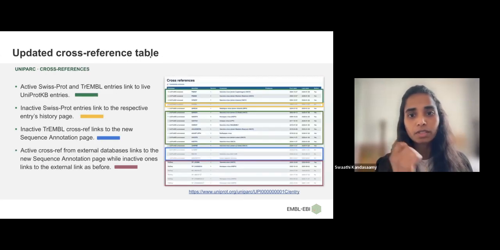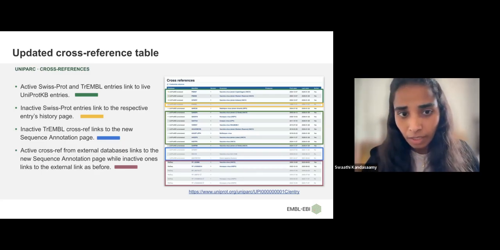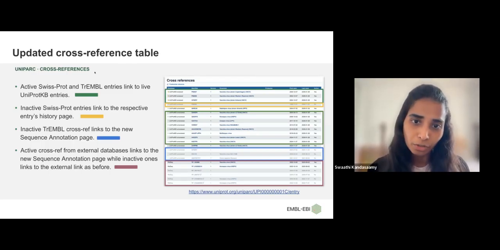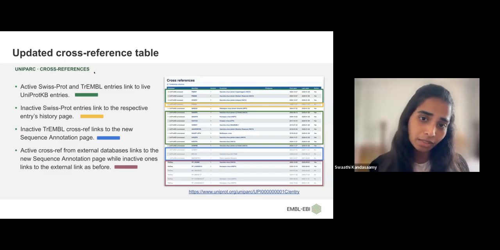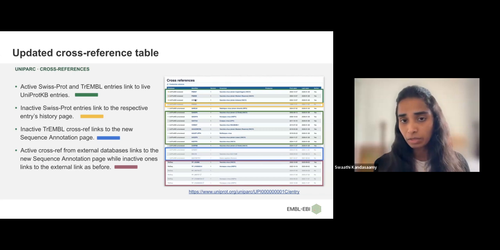Then the next one, I'll show you the cross-reference table behavior, now that we're moving more stuff here. We have made some improvements on the UniParc entry page itself. The first ones, highlighted in green, are active Swiss-Prot and active TrEMBL entries. If you click on those IDs, they will take you to the UniProtKB entry page, because they are alive, and all the rich annotations you can find in the UniProtKB namespace.